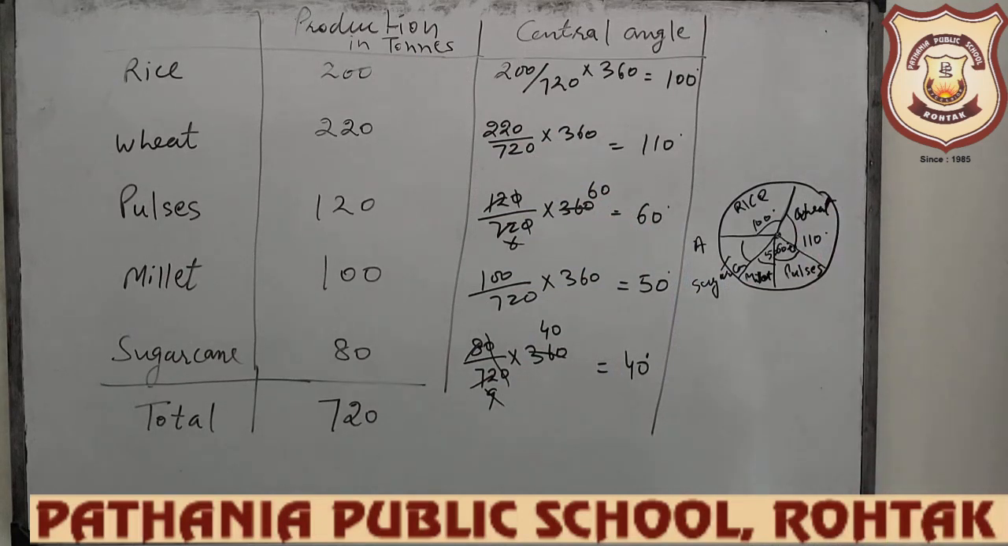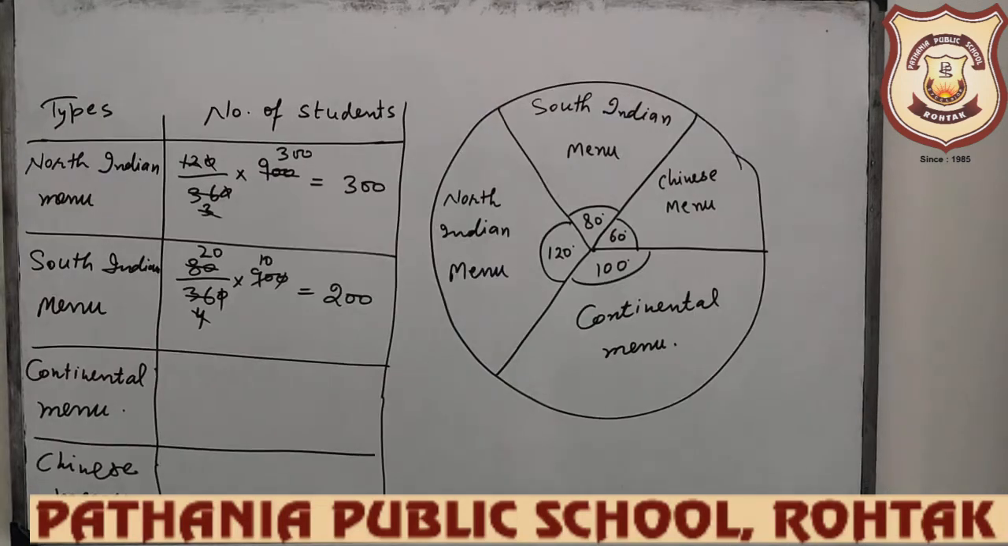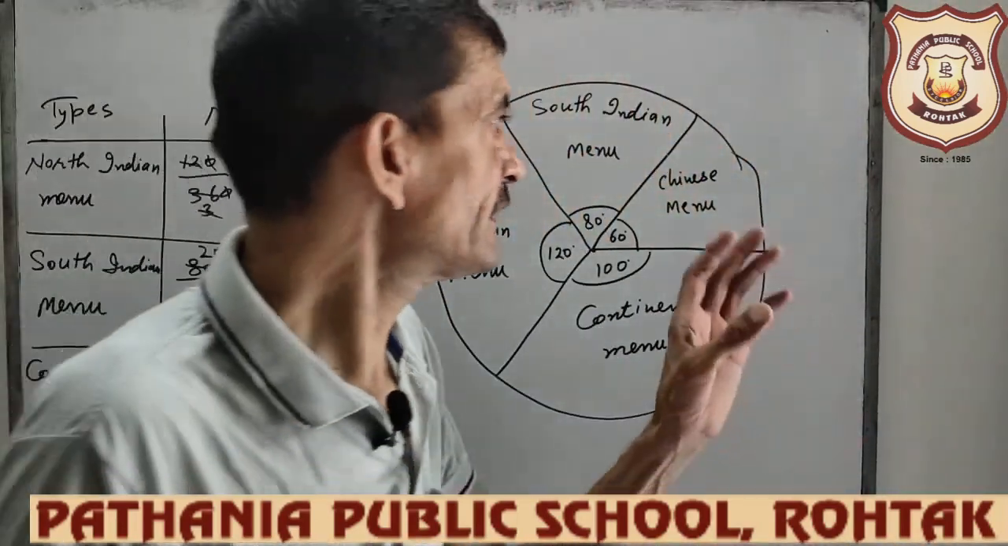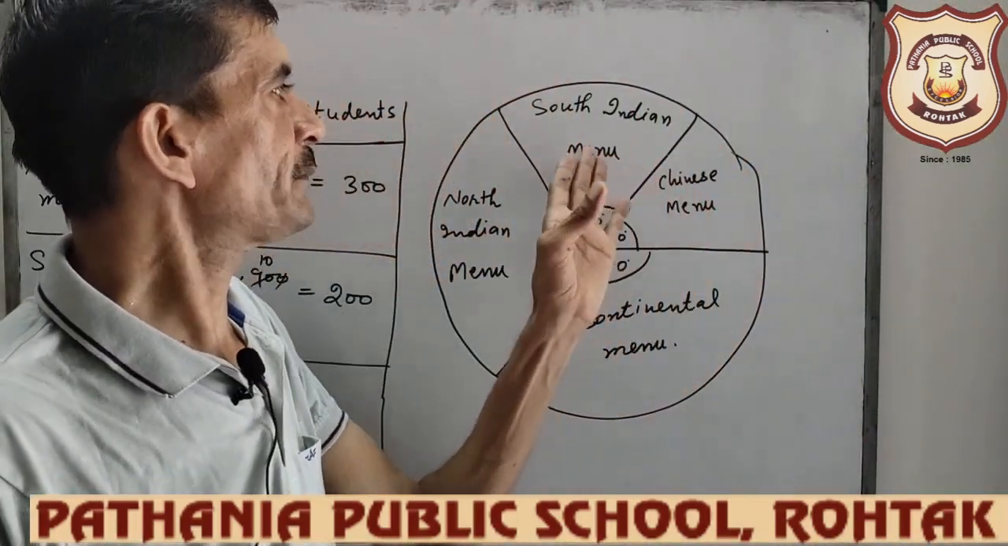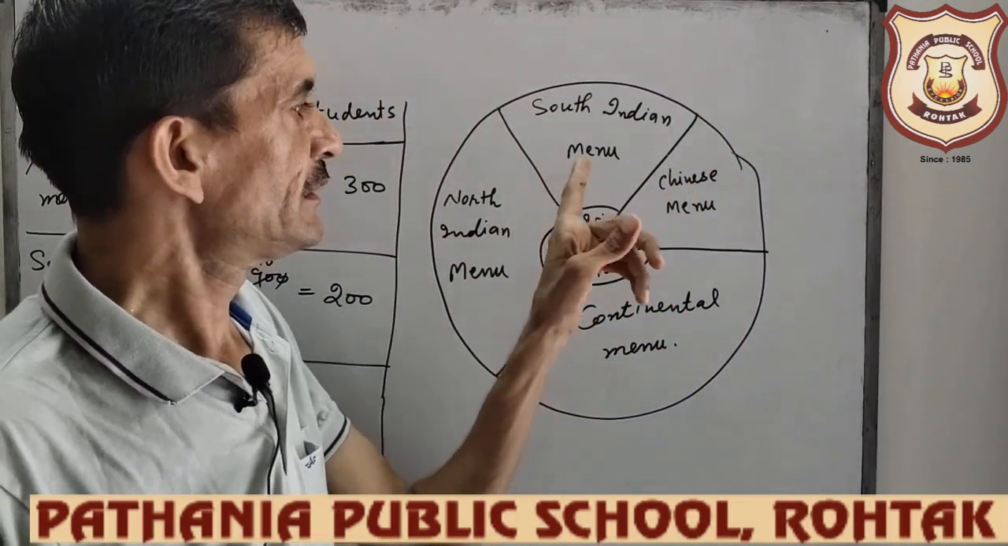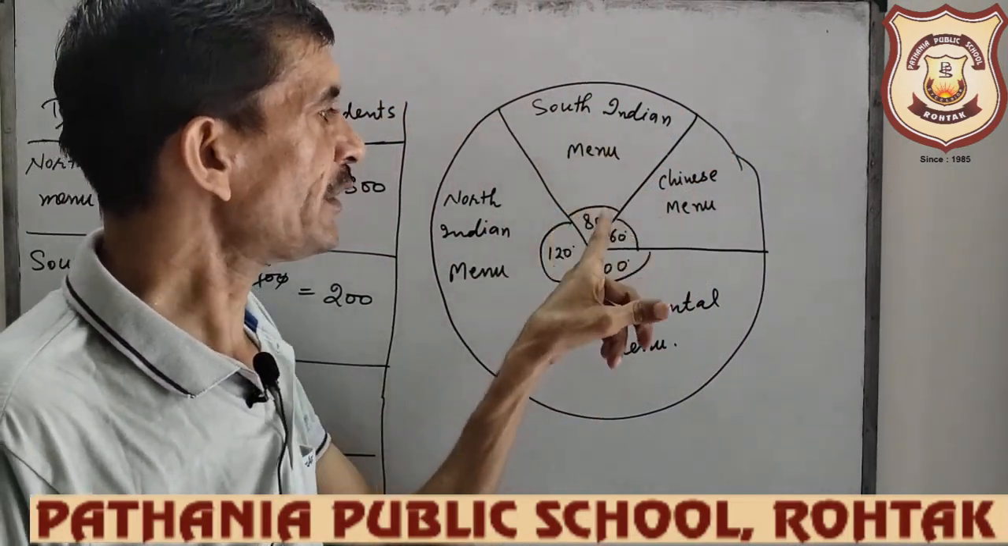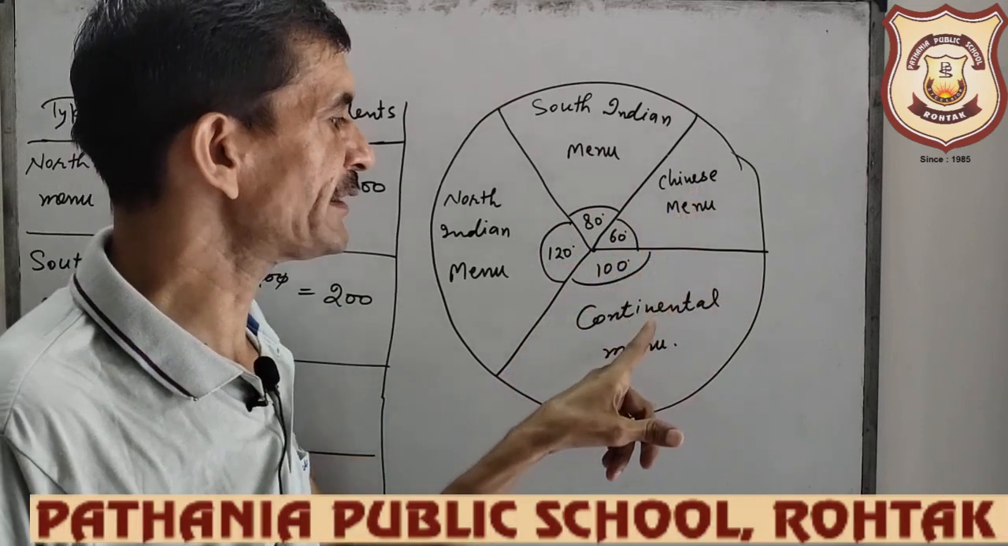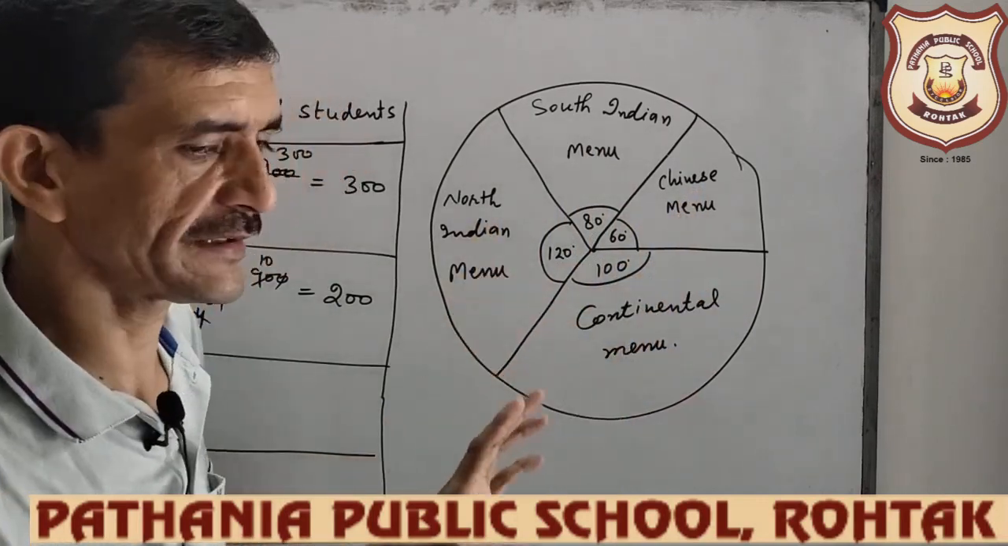If 100 is the total, then all the items are given in percentage. Clear, beta? Now I am going to discuss the type of example in which a pie chart is given, and you have to answer whatever question is asked. Now look, beta, one question is given. This pie chart is given. In this pie chart, what is given? Food liked by some students.